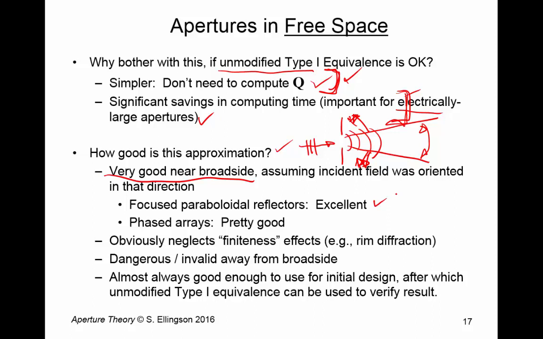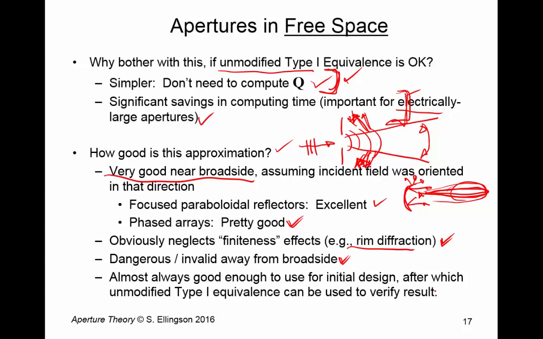For focused paraboloidal reflectors, in other words, you have something like this, and the reflector is making a very narrow beam that looks like this. Certainly around the main lobe, for main lobe work, this is pretty good. For phased arrays, same thing. If you have a main lobe and you're doing this approximation around the main lobe, this is pretty good. Obviously it neglects finiteness effects, so in a reflector problem, you have diffraction from the edges. That's being neglected. We're going to have to clean that up, but you may or may not have to actually do that. Certainly dangerous or invalid away from broadside, as I pointed out here.